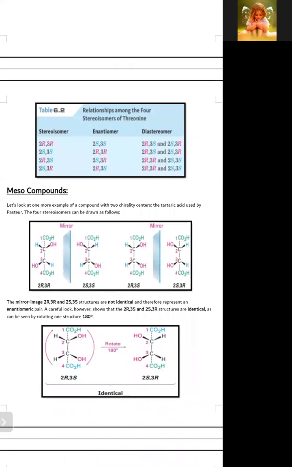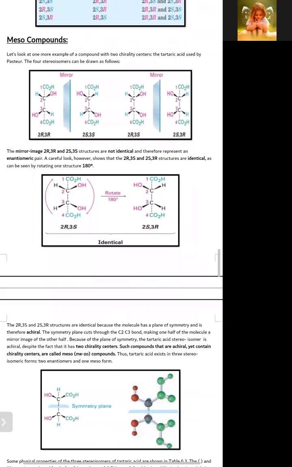This is the table for the relationship among the four stereoisomers of threonine. The first column is stereoisomers, then the middle column is enantiomers, and the third is diastereomers. These molecules in the first column, 2R3R and 2S3S, are the enantiomers, and 2R3S and 2S3R are the diastereoisomers. Then we talk about meso compounds.